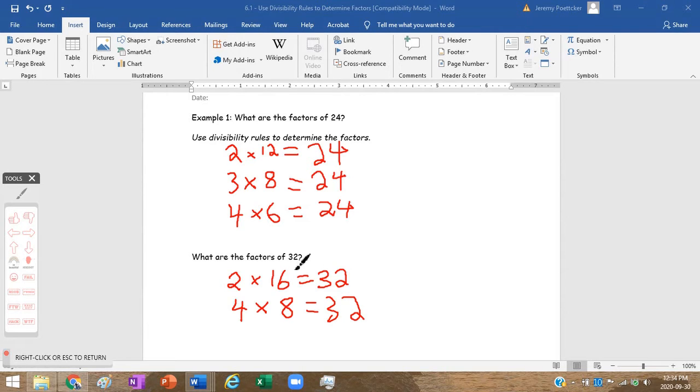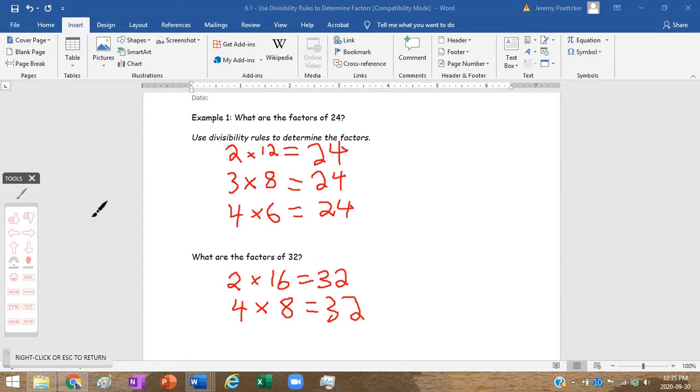Is it divisible by 5? No. How did I know this wasn't divisible by 5, up here for 24? Again, it doesn't end in a 5 or a 0. It's not divisible by 3, so it cannot be divisible by 6. It doesn't end with a 0, so it's not divisible by 10. This is our list of factors.